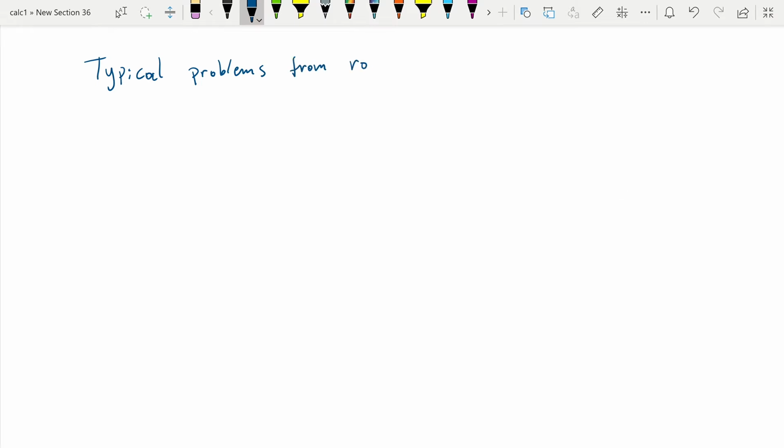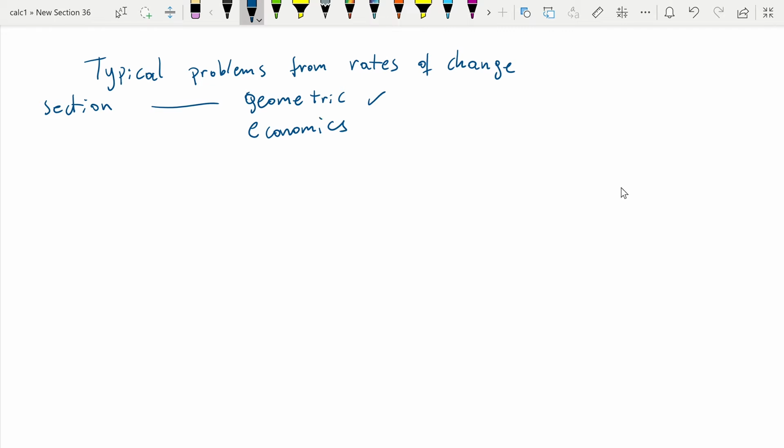From the rates of change section, either geometric, which is what we just saw. Now, economics, and finally physics. This is what we're going to see now.